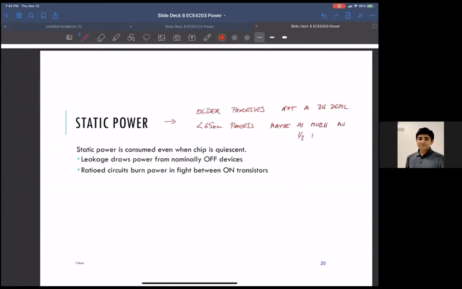Professor, is it because the number of transistors was very high in the newer processes?